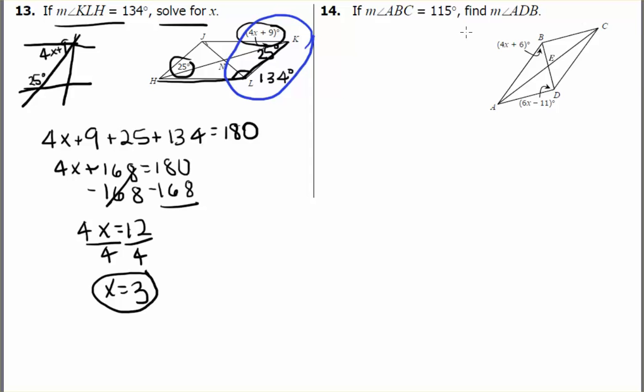So 14 is gonna be the same type of thing. So it tells you that A, B, C, so A to B to C, this whole angle is 115. So I'm going to redraw my parallels, and then since I'm just dealing with those two angles, I'm drawing BD as my transversal. So 4x plus 6 is to the left of the transversal, and 6x minus 11 is to the right of your transversal.